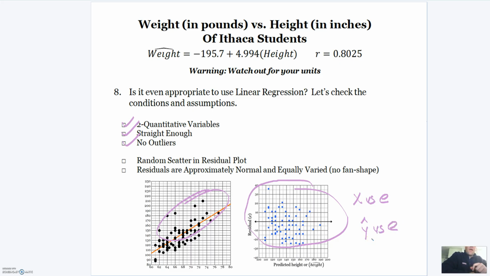It doesn't matter. So we do have random scatter, and with the exception of that one up there, we do seem to have that equal variance. It doesn't fan in or fan out or expand or anything. So we are good to go with all this stuff.